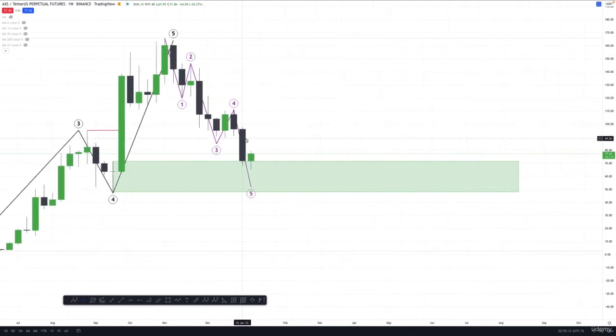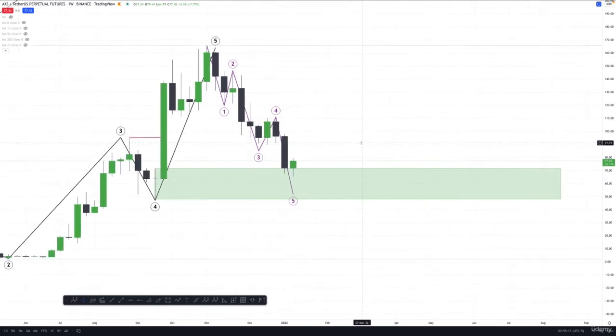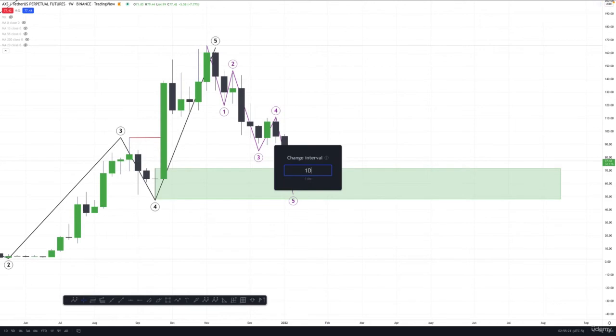But why I'm saying that I'm still waiting is because I think that the 5 waves have not completed yet. Let's go to the 1 day chart again to see more details.